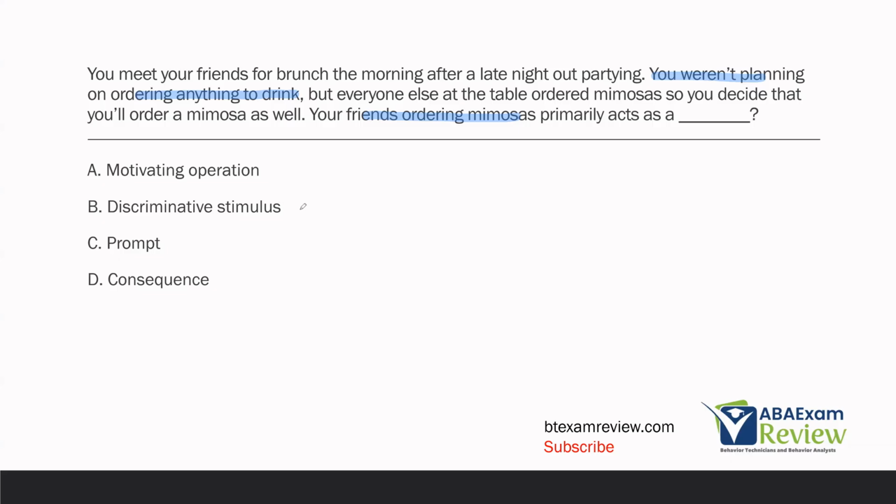They did not signal to you that they were or were not available. The waiter or the restaurant or the drink menu would have been the SD. Your friend's ordering simply increased the value and made you want to get a mimosa. They're not a prompt because they came before the SD. The prompt comes after the SD. And it isn't a consequence, right? Because they were an antecedent to you ordering that mimosa. So your friends ordering the mimosa primarily acted as a motivating operation because you then ordered a mimosa as well.